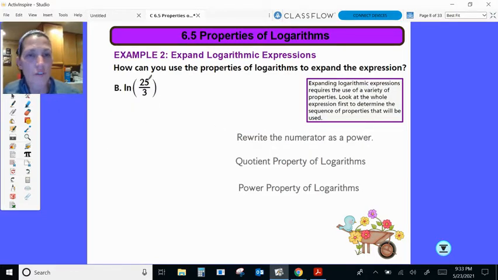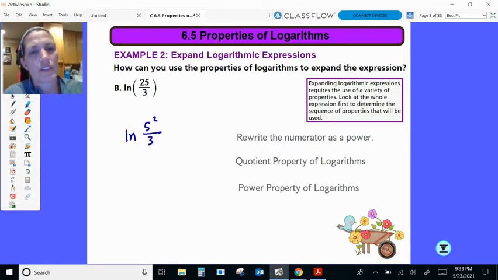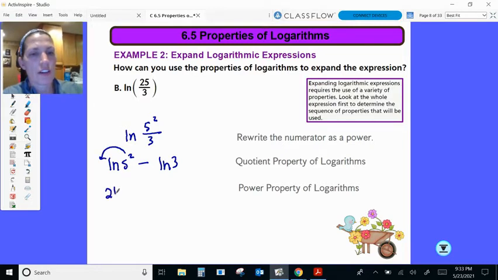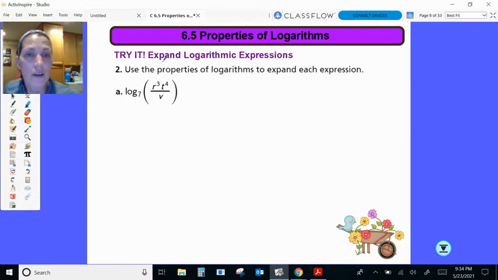So natural log of 25 over 3. First of all, I'm going to rewrite the numerator as a power. So I'm going to write natural log of 5 squared over 3. Then I'll write that as natural log of 5 squared, and since it's a division, it's going to be subtract natural log of 3. Then I'm going to put my power out front. So 2 natural log of 5 minus natural log of 3. Now we just expanded that. We're not calculating it. It didn't ask us to evaluate it. If it asked us to evaluate it, I could actually calculate 2 times the natural log of 5 minus the natural log of 3.